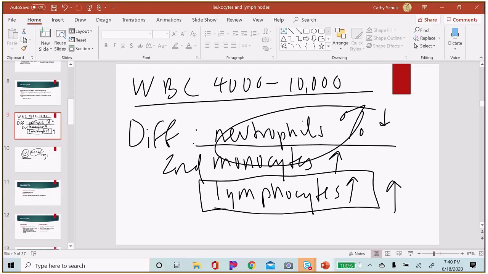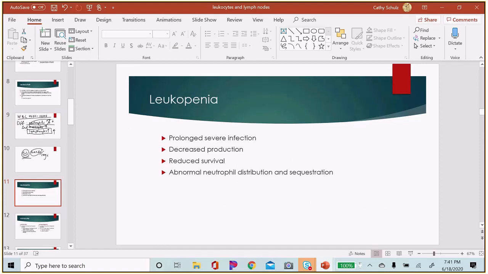So there are ways to look at the leukocyte count, giving us a general number, and then we look at specific types of leukocytes to try to figure out where we are during an infection or what type of infection we're dealing with, especially in the setting of leukocytosis.